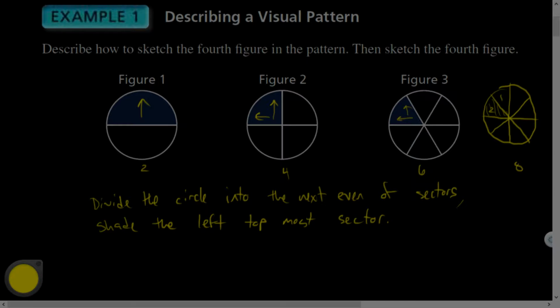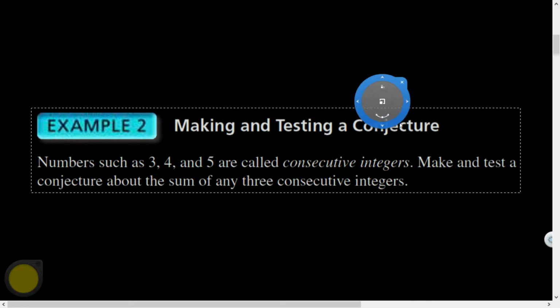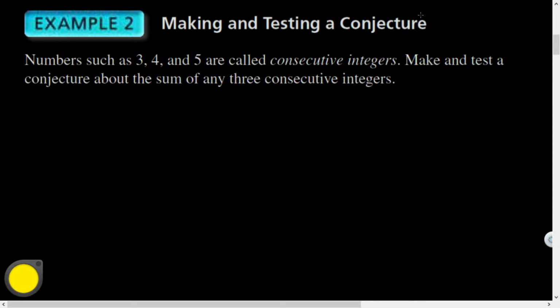Let's talk about conjectures though in a mathematical sense, although I guess these figures are still described somewhat mathematically. So let's see, making and testing a conjecture. The numbers 3, 4, and 5 are called consecutive integers. So consecutive, what's another way you might describe consecutive? Like if we were talking to an elementary schooler. In a row, right? They're like one after another. They're next to each other. Yeah, I like it.